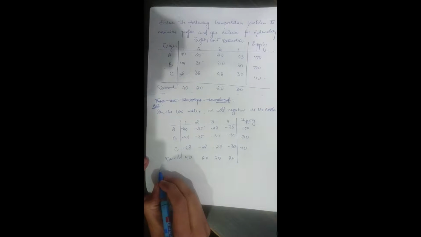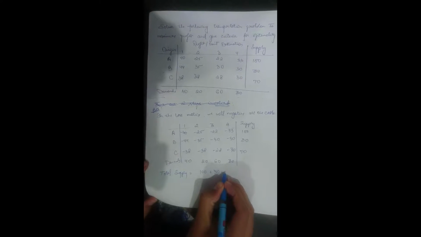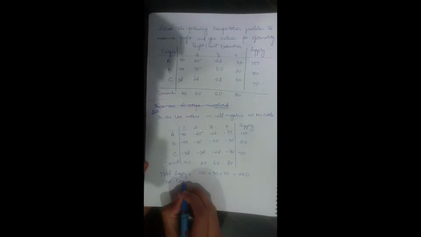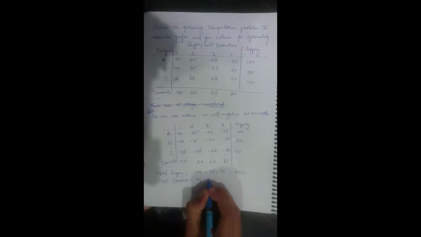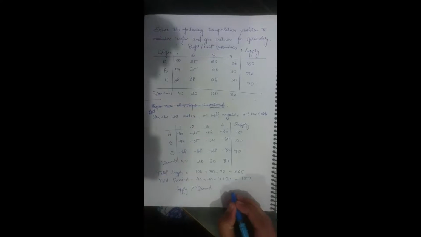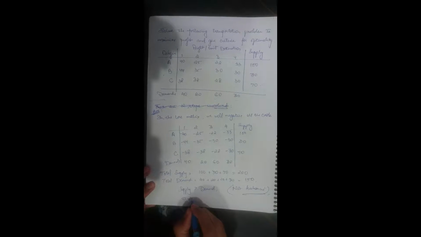So what we do is we calculate the total supply, which is 100 plus 30 plus 70, and the total demand, 40 plus 20 plus 60 plus 30, which is 150. Okay. Now clearly supply is greater than demand and this is not balanced. Okay. So to solve this question we have to first make a balanced matrix.